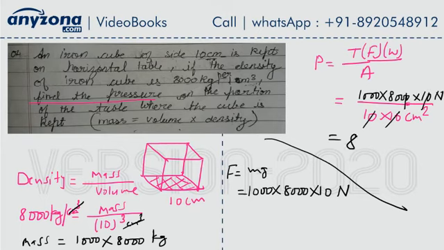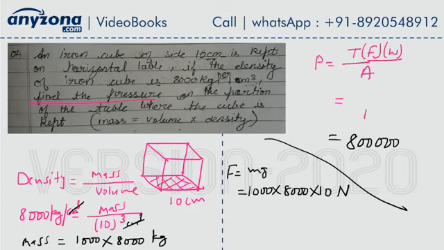Now 800, and write this 30 also, 30. I think I'm doing something wrong. Why? Because area should be in meter square. Area should be in meter square. I'm doing something wrong. Wait a minute.